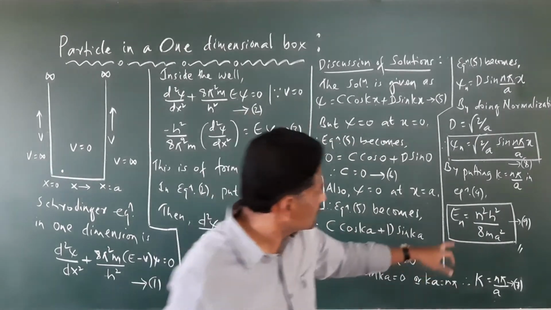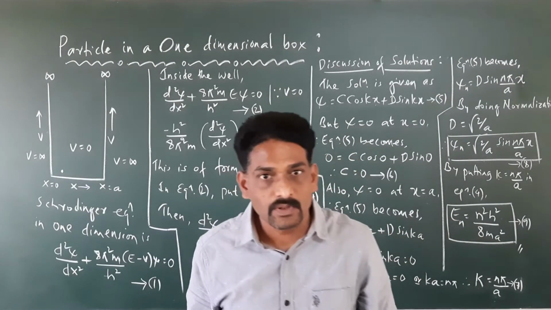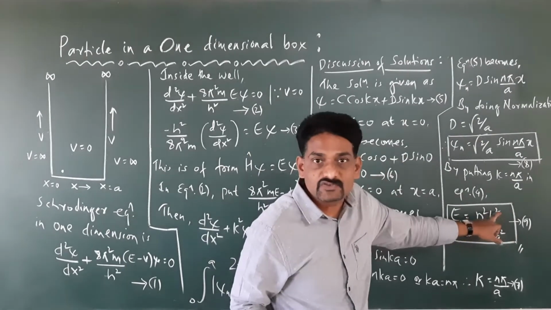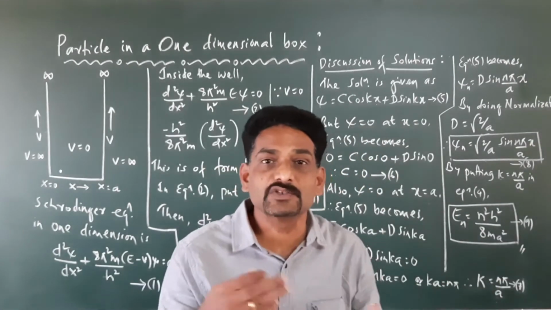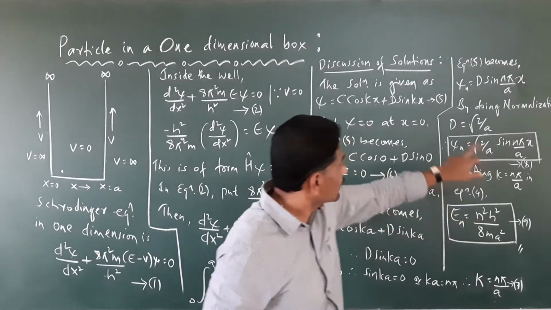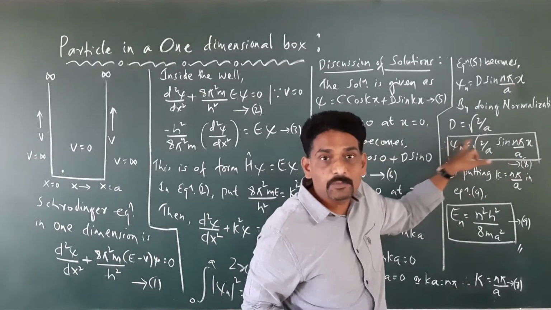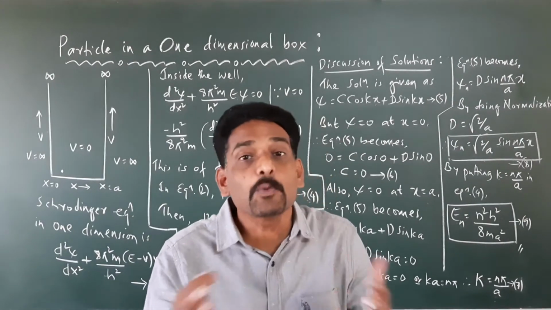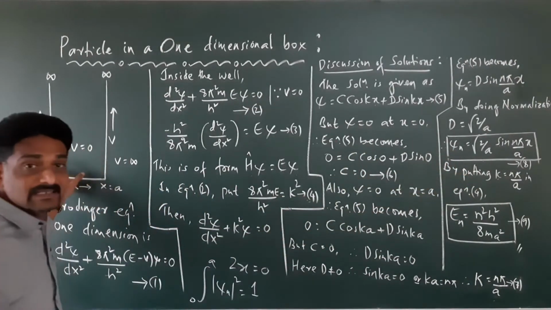And one more interesting thing is, from this we can draw some very important conclusions. What are the conclusions? If you take the value of n as 0, what is going to happen? Since n square h square is 0, E is going to be 0. The energy of the particle is going to be 0. And the corresponding wave function, psi, is going to be 0. What is the meaning of psi equals 0? There is no particle. This says that there is no particle present inside the box.